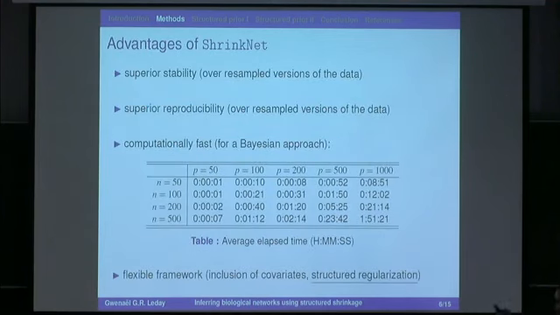I should highlight the advantage of this approach already: usually it has superior stability when you look at resampled versions of your data, and also superior reproducibility when you reconstruct the network. So the global shrinkage really helps in stabilizing your inference. The framework is computationally very fast, at least for a Bayesian approach. It can scale quite well with P, depending on N as well. It's a trade-off. And it's a flexible framework in terms of the covariates you can include, but also in terms of structural regularization. That's what I'm getting at.